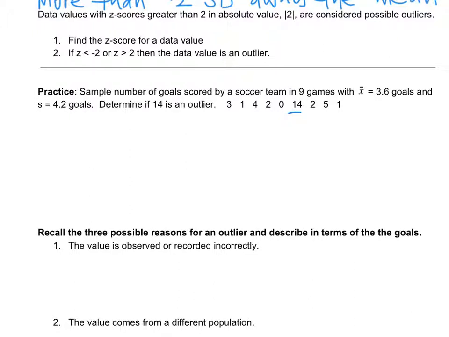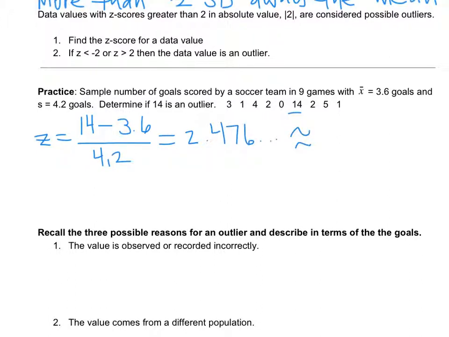Okay, so let's determine if it's an outlier. So first thing is we're going to find the z-score of that value. So we take that data value x, subtract the mean, 3.6, divide by 4.2. That gives us a z-score of 2.476. And rounding to 2 decimal places, we want to go out to that 6, that's going to bump that 7 up to an 8. So we get 2.48. Well, 2.48 is greater than 2. So 14 can be considered an outlier.